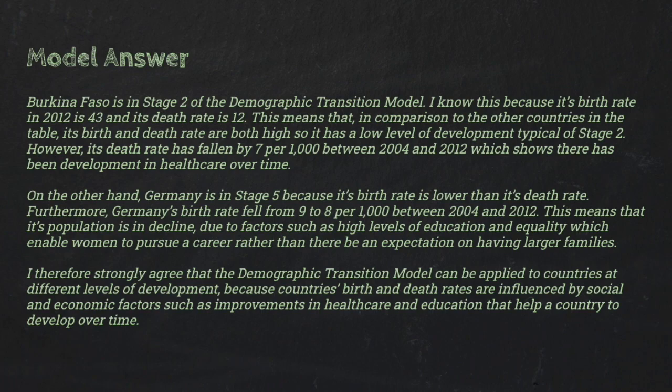in healthcare over time. On the other hand, Germany is in stage 5 because its birth rate is lower than its death rate. Furthermore, Germany's birth rate fell from 9 to 8 per thousand between 2004 and 2012. This means that its population is in decline due to factors such as high levels of education and inequality, which enable women to pursue a career rather than there be an expectation on having larger families.